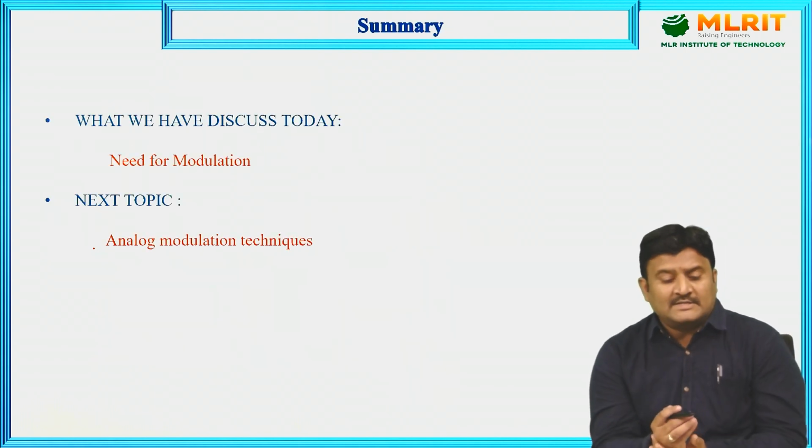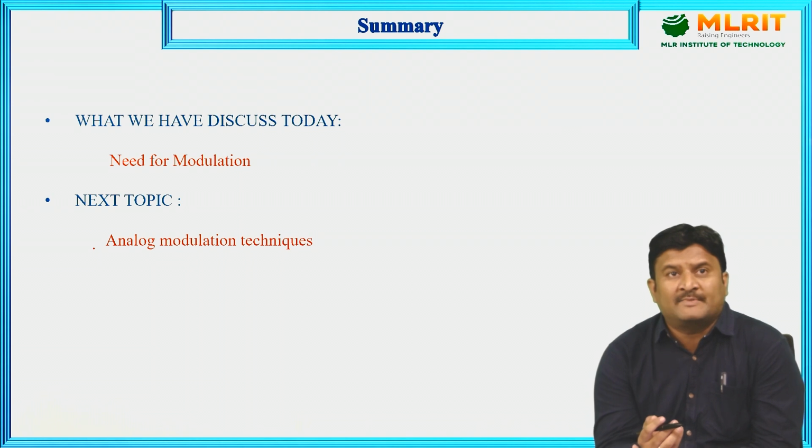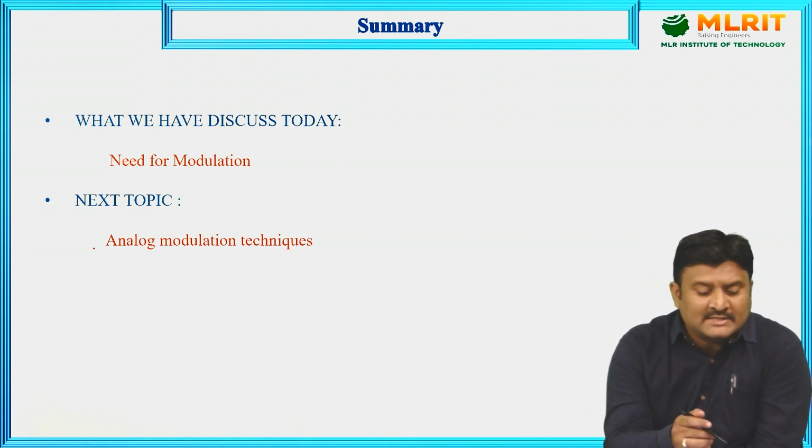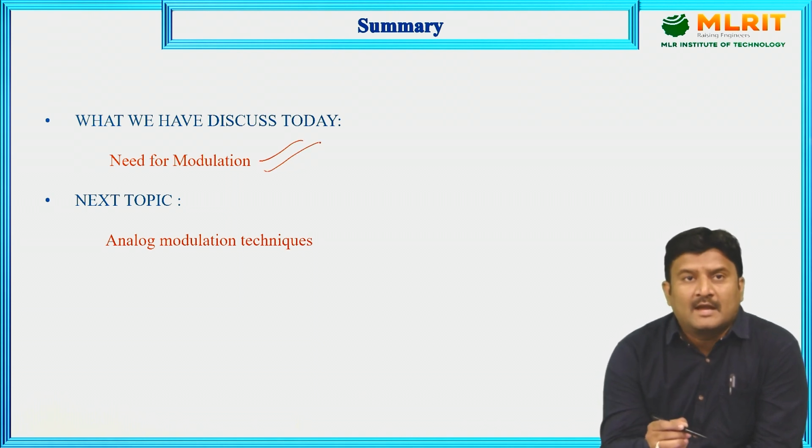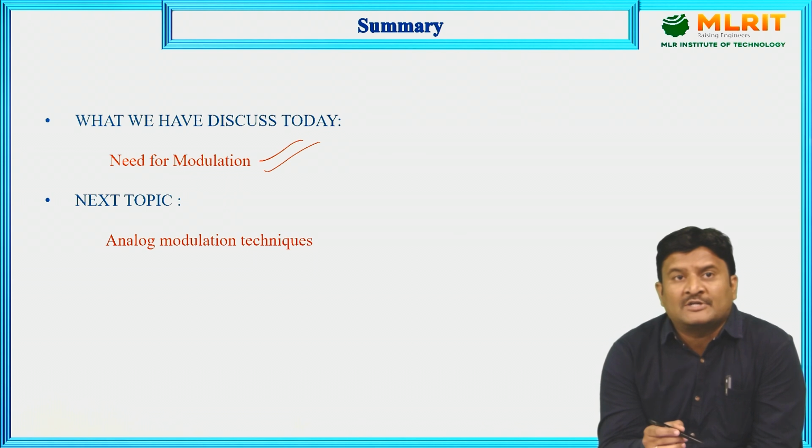Then what is the summary? What did we learn in today's class? In today's class we discussed the need for modulation and the types of modulation. In the coming sessions we discuss continuous wave modulation. Under continuous wave modulation we discuss AM, FM and PM.